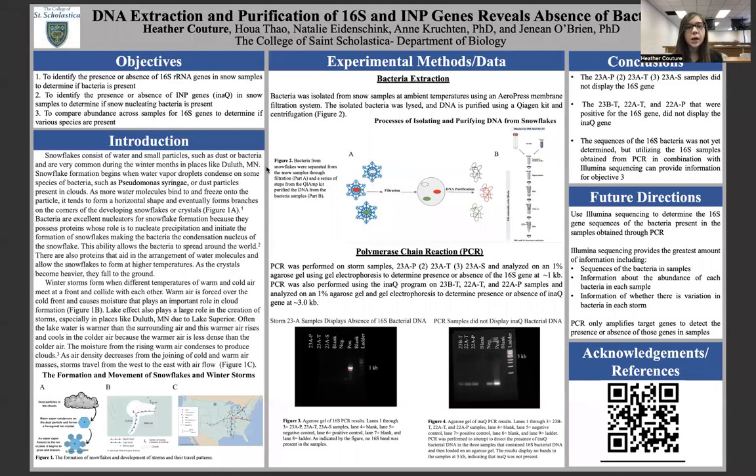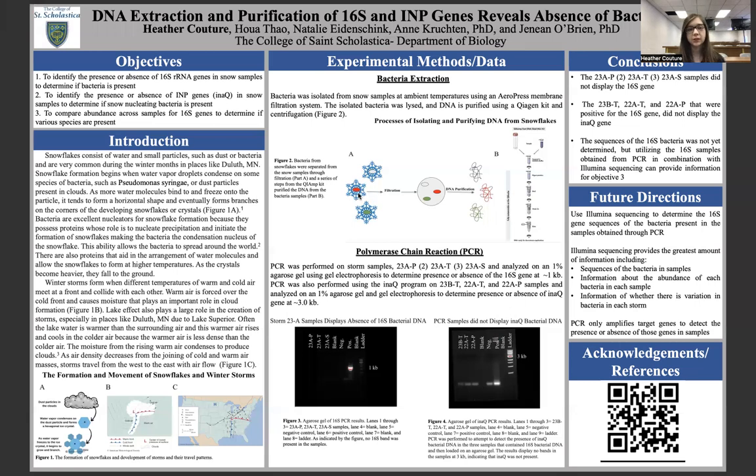So this semester, I worked in my molecular biology class, taught by Dr. Janine O'Brien, on a research project, which had three main objectives. The first was to identify the presence or absence of 16S RNA genes in snow samples to determine if bacteria is present in our samples, to identify the presence or absence of INP genes, such as INAQ, in snow samples to determine if different nucleating bacteria is present.